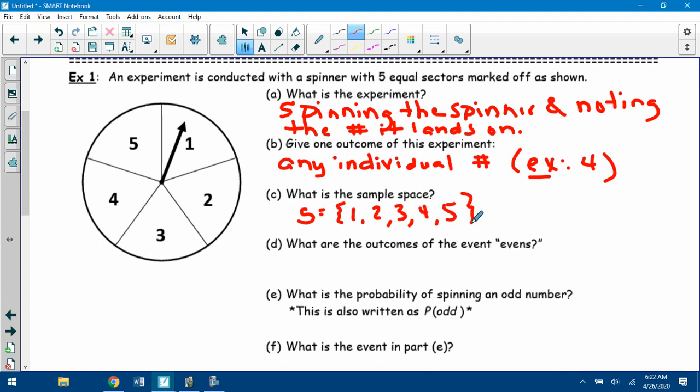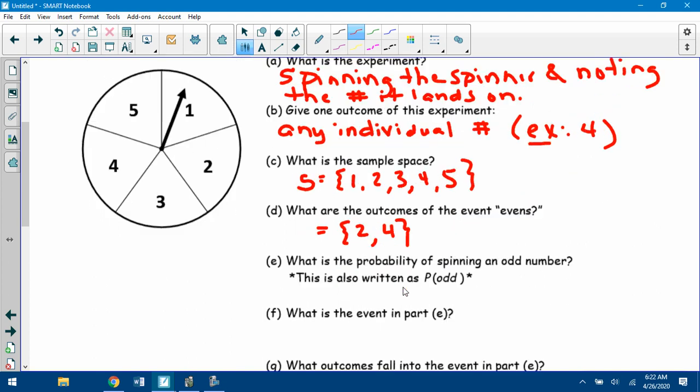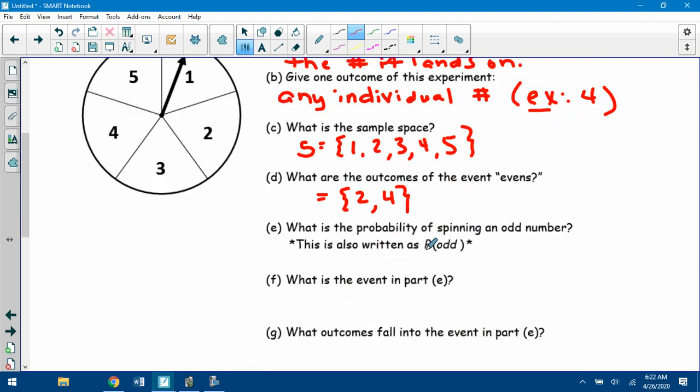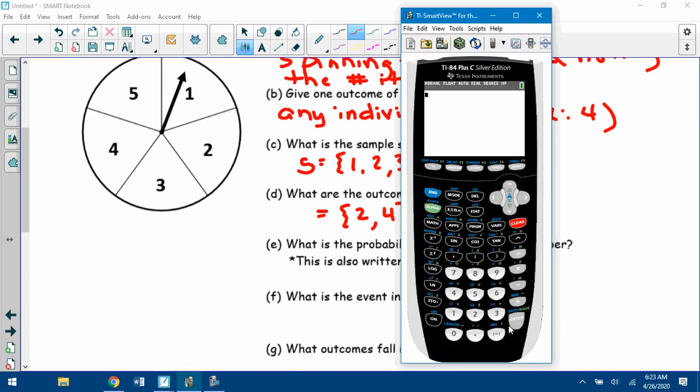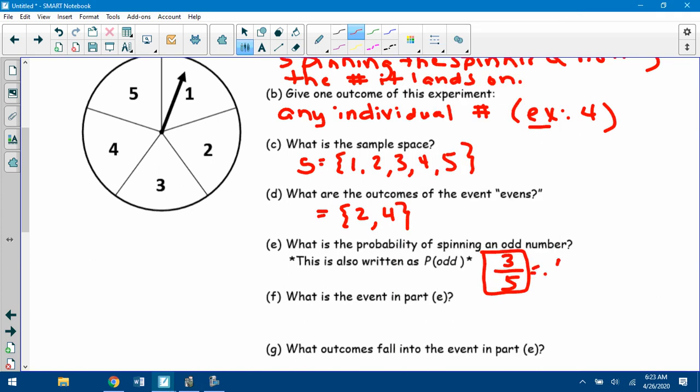What are the outcomes of the event even? Obviously 2 and 4. What's the probability of spinning an odd number? This could also be written as probability of odd. So it's the number of chances of getting an odd, 1, 3, or 5. So there's 3 options out of the number of possibilities in the sample space, which are 5. So you could write 3/5. You could do what that is as a decimal, and you might know 3/5 is 0.6. So you could say 0.6. Sometimes they list it as a decimal, or sometimes they list it as a percent, 60%. Either of those are fine.